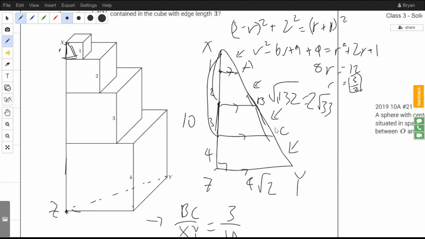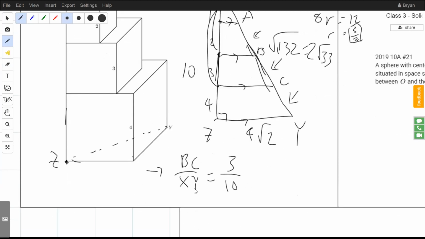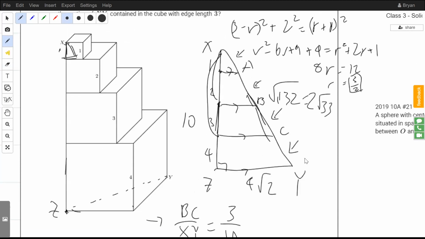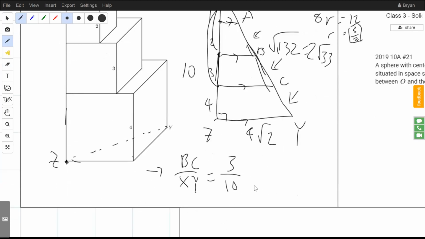After we swap these terms, we'll just get that BC over XY is 3/10. So BC is just 3/10 of XY. Which means that BC is just 3 root 33 over 5. Voila.